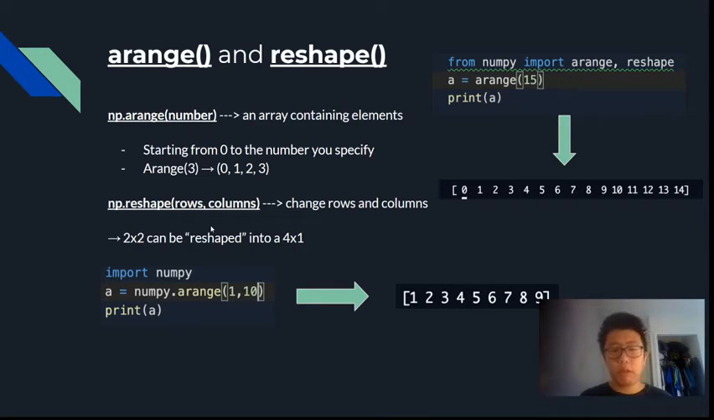Reshape reformats the array, and just to note, a key note, the product between the rows and columns parameters has to equal the total number of spaces in the array itself. For example, a 2x2 array can be reshaped into a 4x1.